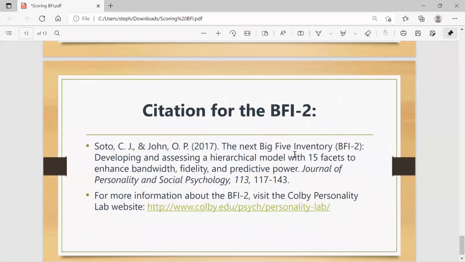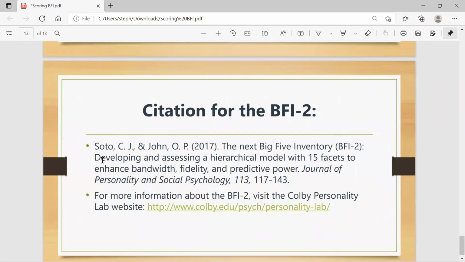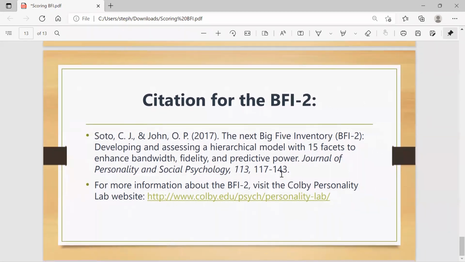Here's a citation for the BFI2 again. I know you saw it before. Remember, this isn't exactly in APA format. Everything is in APA format. It just needs to be double spaced. It has to have the indents. So for more information for the BFI2, you can look at this website: colby.edu/psych/personality laboratory or lab.